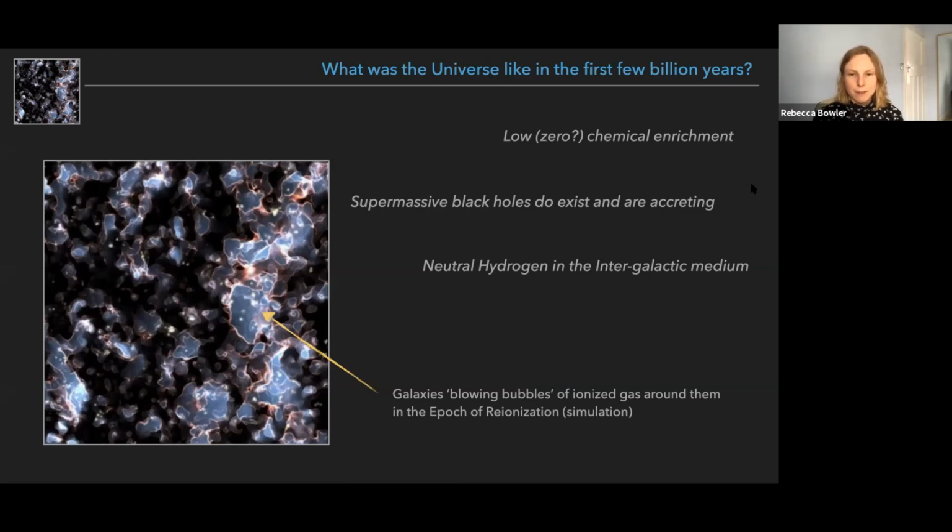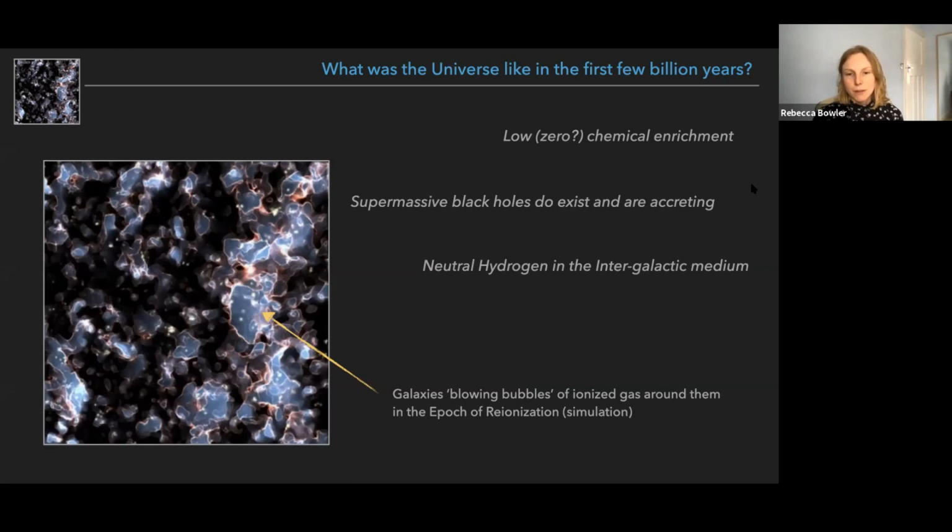We know that there are supermassive black holes. We have observations of these, and we know they exist in the first billion years and that they're accreting. But there are many, many questions about black holes in the early universe. And really what we have observed and what we know about is the tip of the iceberg in terms of black hole formation in the universe.